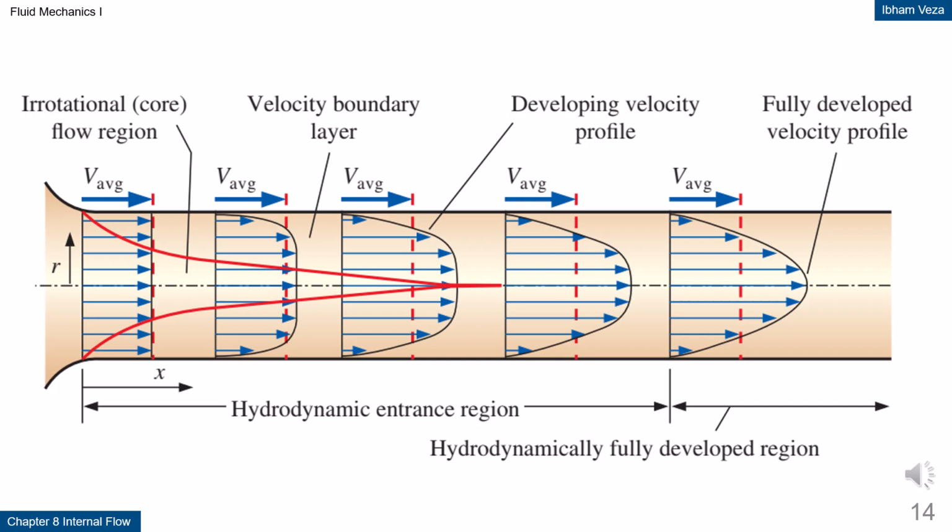Hydrodynamic entrance region. At the pipe entrance, the velocity profile is still developing because wall effects have not yet reached the entire cross-section. The velocity boundary layer starts growing from the wall toward the center. Near the inlet, there is still a core region with nearly uniform velocity. As the distance increases, the boundary layers meet at the center, and the profile becomes stable. The distance required to reach this condition is called the hydrodynamic entrance length.